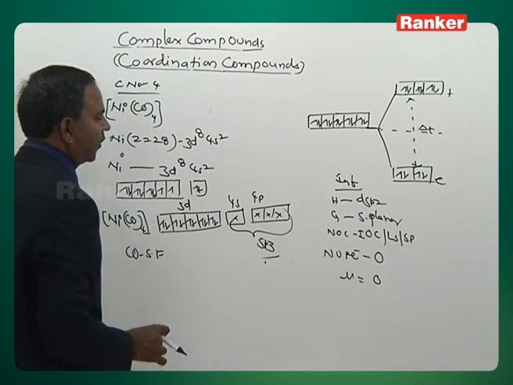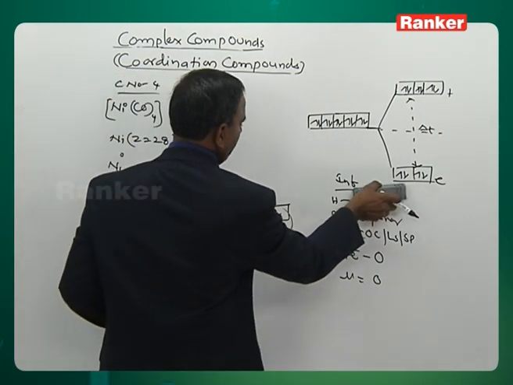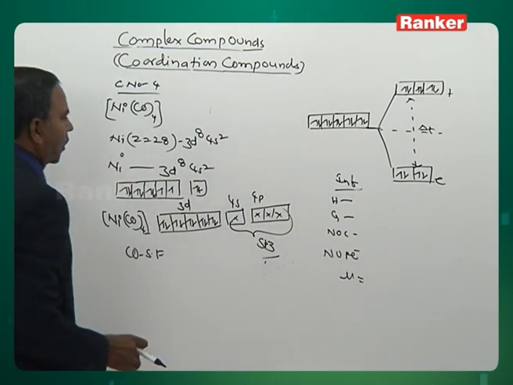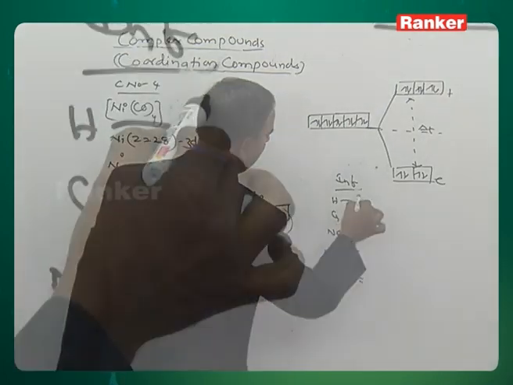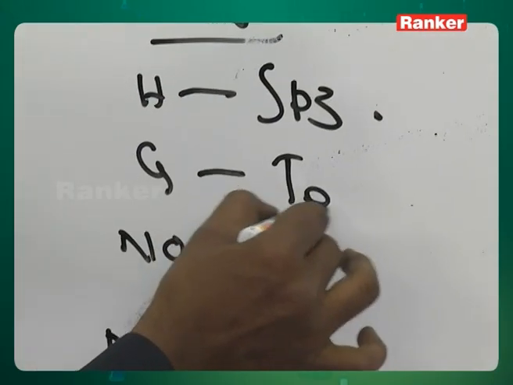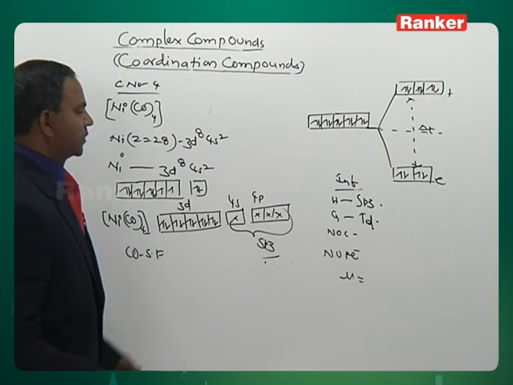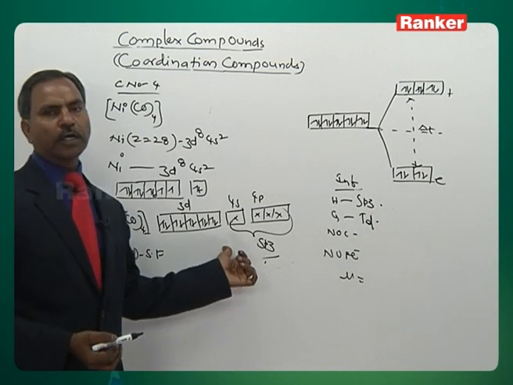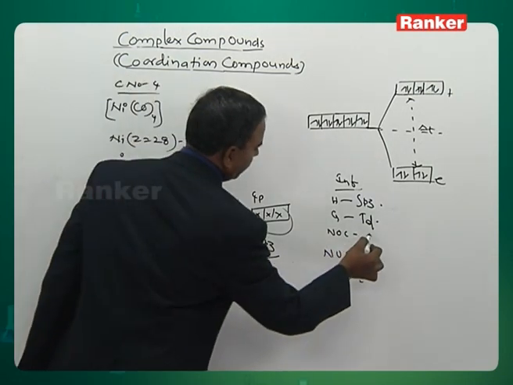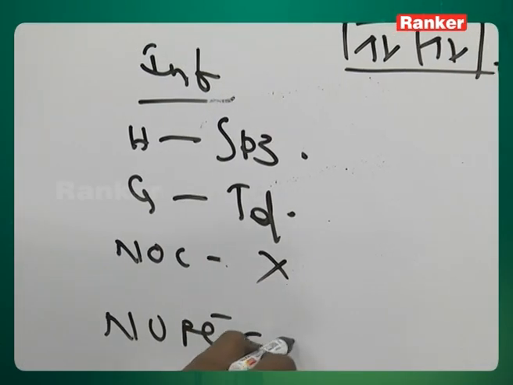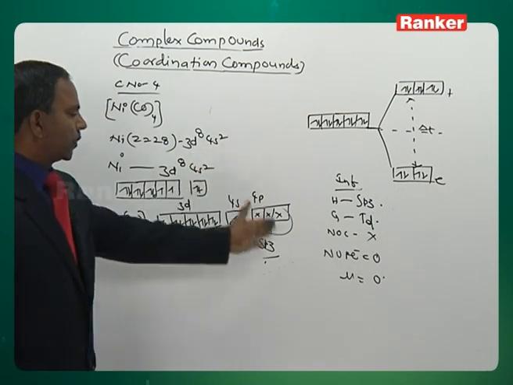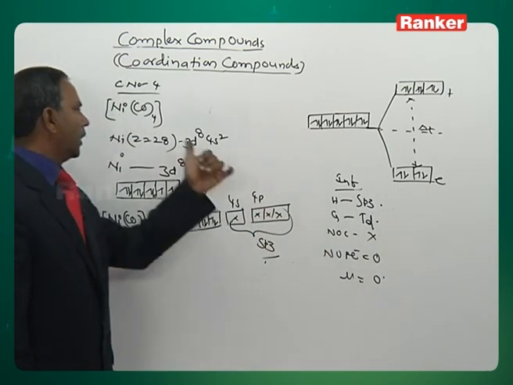Coming to the information part, to take this particular information for nickel tetracarbonyl. Hybridization, as shown on the board, is sp3. Geometry, well known to us, is tetrahedral. And in the complex, no d orbital is participating, either 3d or 4d. Let us leave the nature of the complex. Coming to number of unpaired electrons, it is 0, magnetic moment 0. This is the information about this particular nickel tetracarbonyl.